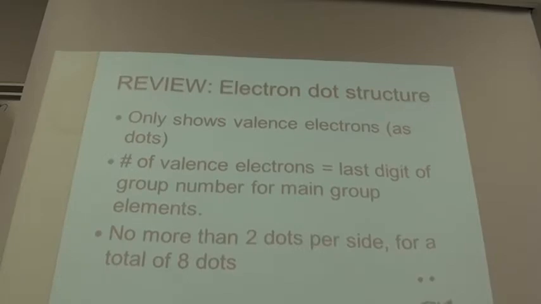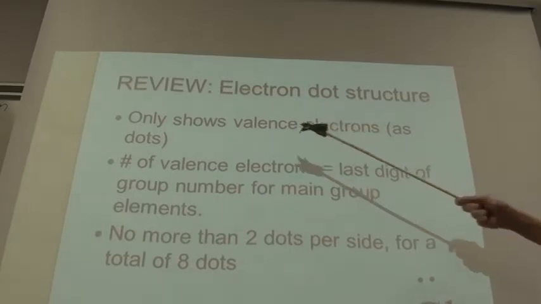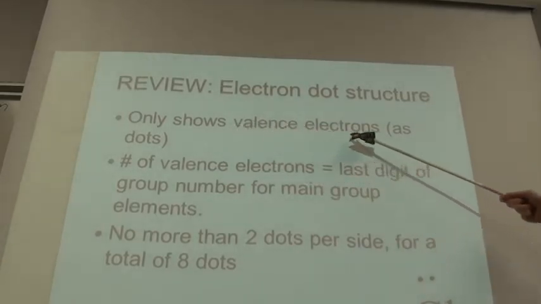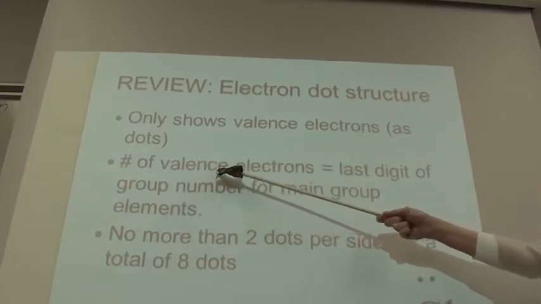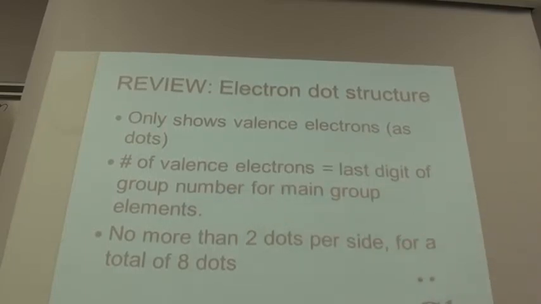Okay, let's talk about electron dot structures. Remember, you only show the valence electrons, and each valence electron is a dot. The number of valence electrons is the last digit in the group number from the periodic table. No more than 2 dots per side, and other than that, I don't give a hoot where you put it. And I think you are well versed in that.